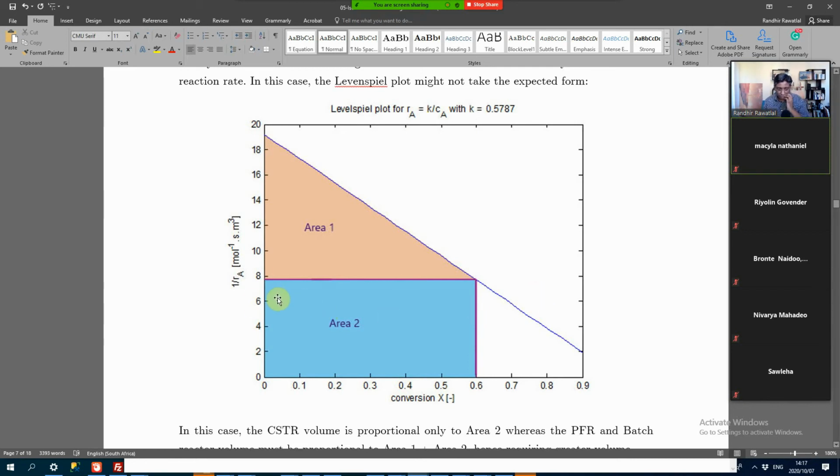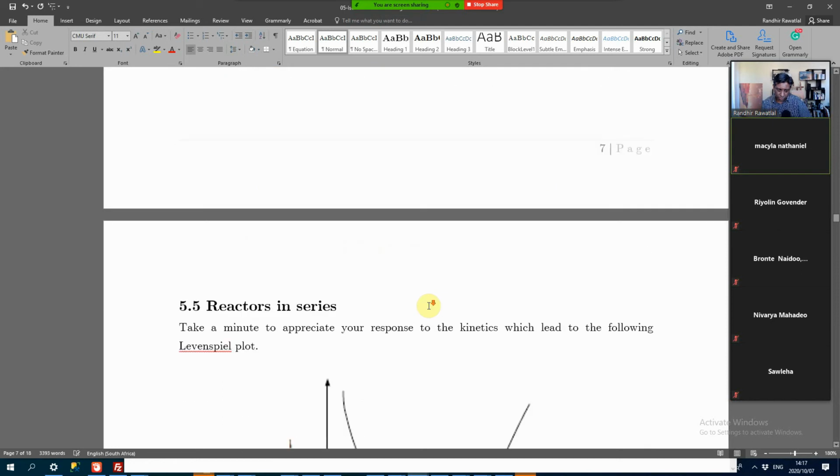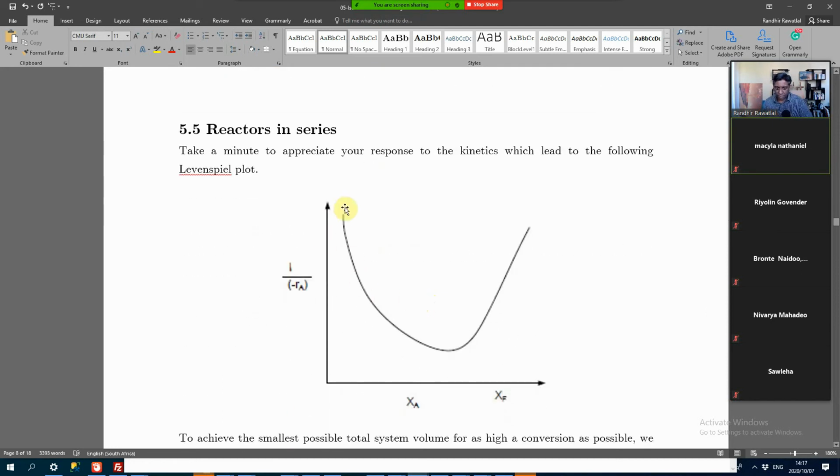And in this case, your CSTR is actually doing better than your PFR and your batch reactor. So the area under the curve in this case is greater than the product at that point. Right, so that's one.